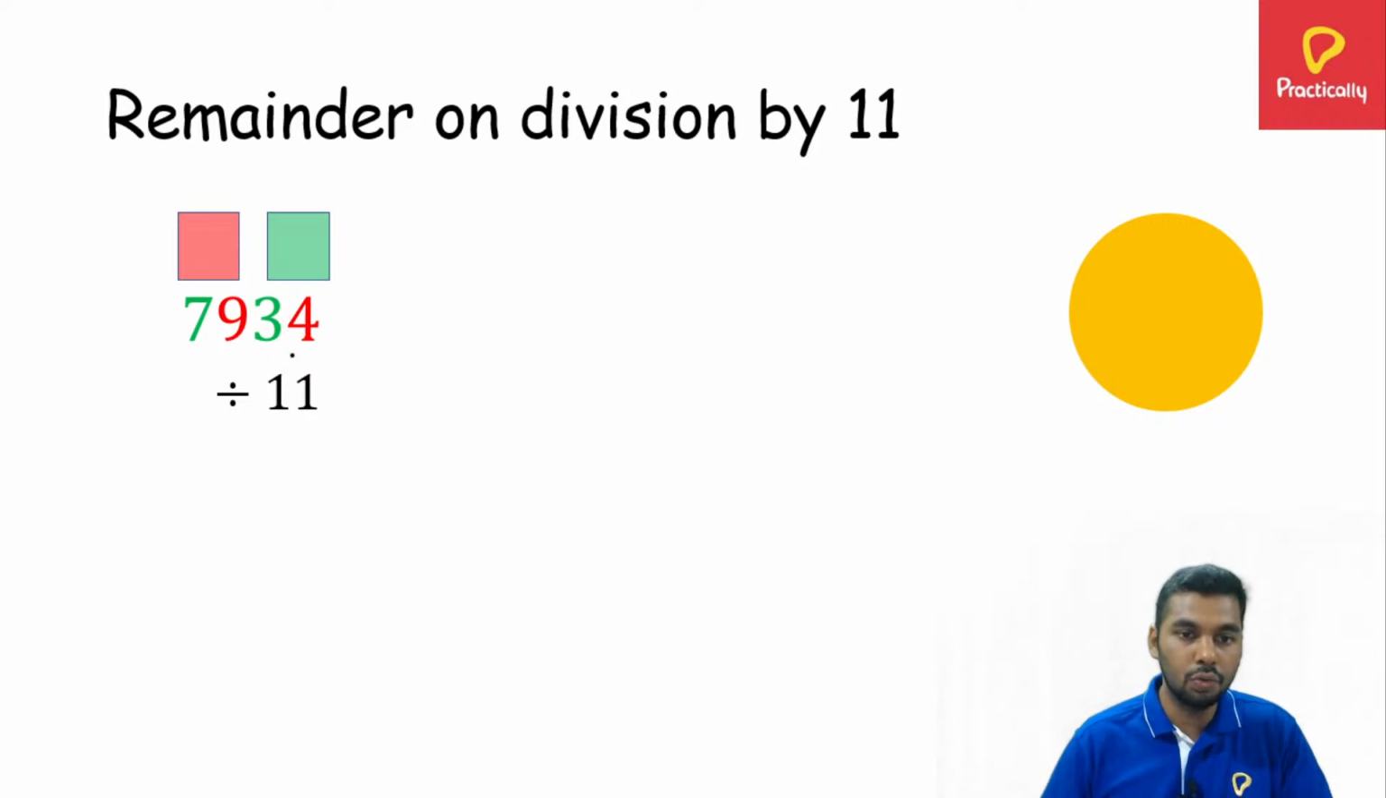So for that, I'll do 4 plus 9, which is 13. 3 plus 7, that is in the green, which is 10. So I subtract these two, I get the answer as 3. 3 is not a multiple of 11. So what I understand is 7934 does not divide 11, but this number that I have written here is the remainder. This is the remainder on this division.